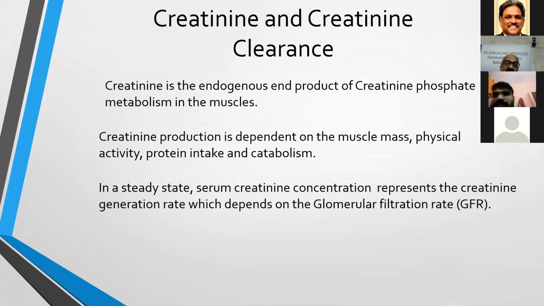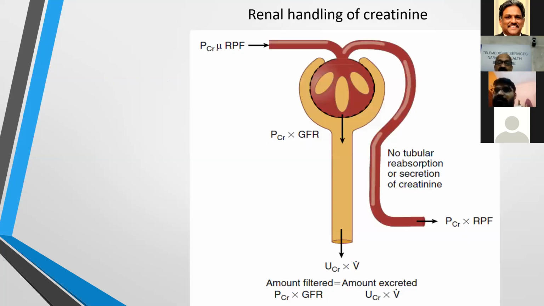The third parameter is the most important, creatinine, and then the fourth one is creatinine clearance. Creatinine is the endogenous product of creatinine phosphate metabolism in the muscle. It is produced as a result of muscle activity, protein intake, and depends upon the protein intake, muscle mass, and catabolism. In a steady state, the serum concentration of creatinine represents the creatinine generation rate, which depends upon the glomerular filtration rate, which in essence means that the glomerular filtration rate can be estimated or determined by determining the creatinine clearance, which is shown in the next slide.